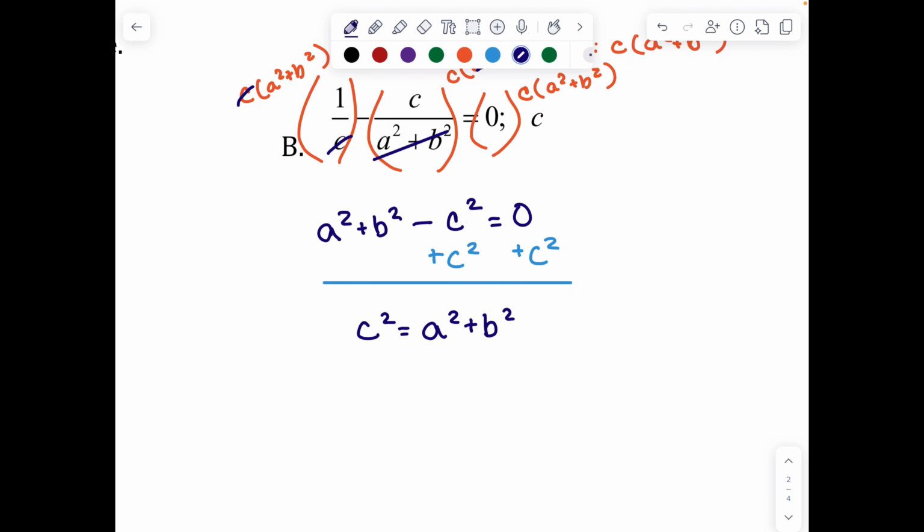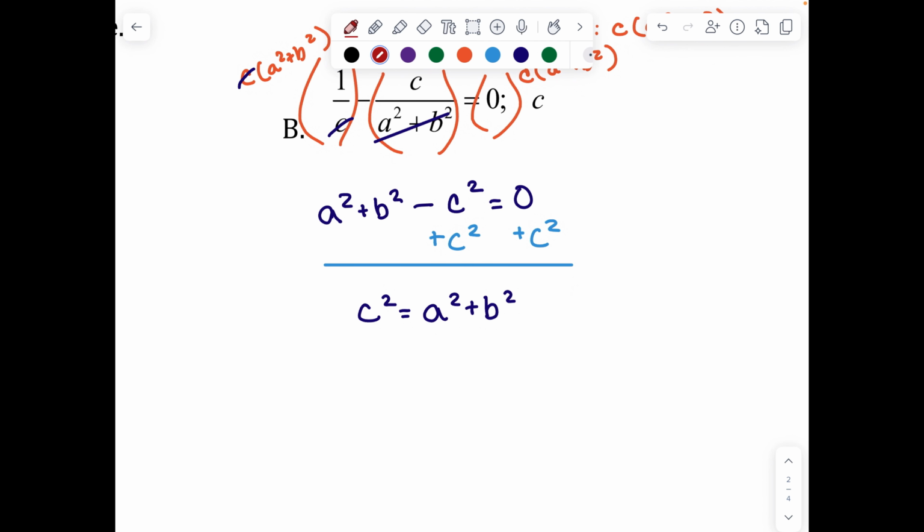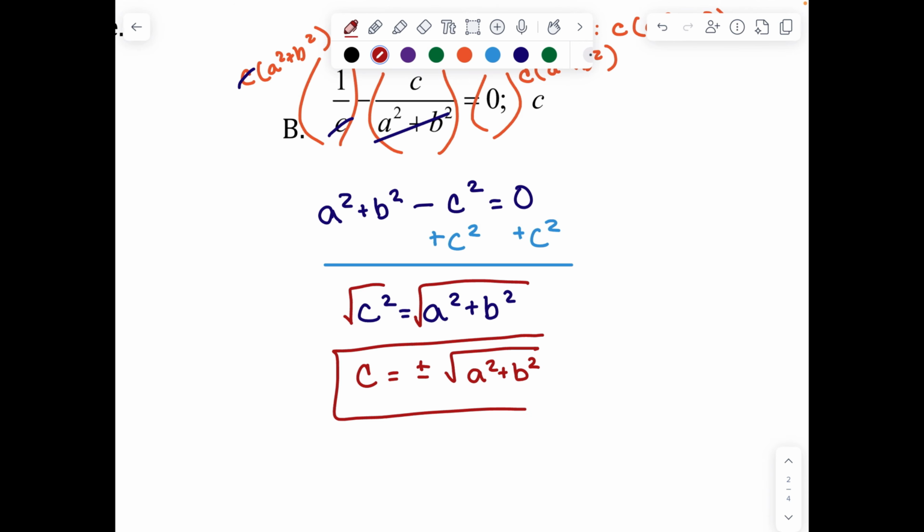So now in order to undo that squared, we're going to take the square root of both sides. So we have C equals, need that plus or minus, square root of A squared plus B squared. We cannot take the square roots of A squared or B squared because they are connected by that addition sign. So this is just our final answer.